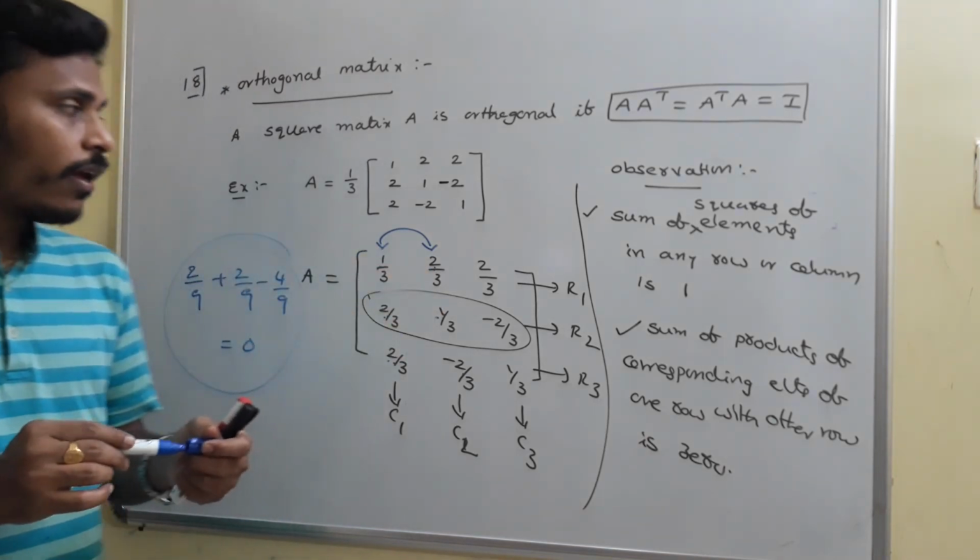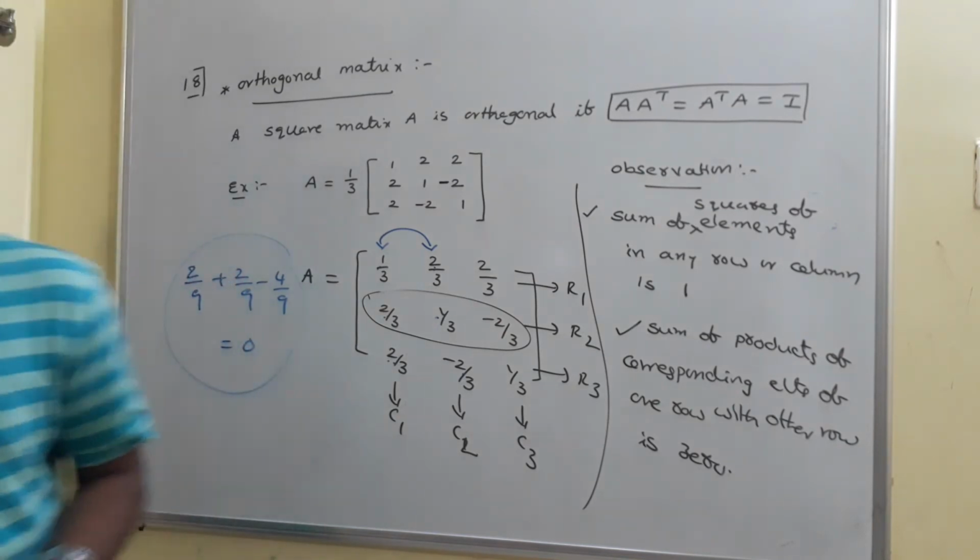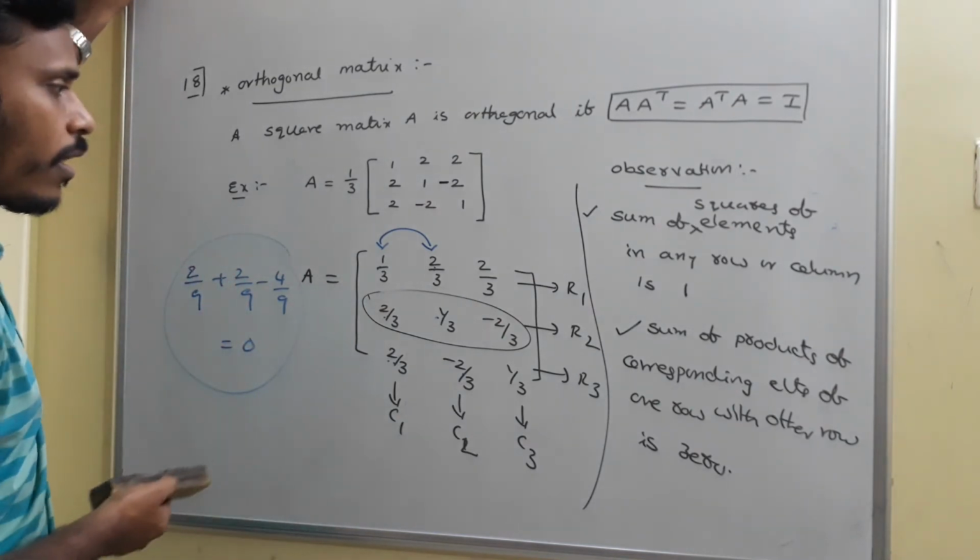So at the end, it is easy to conclude it again. How can we conclude? Okay, I am erasing this.